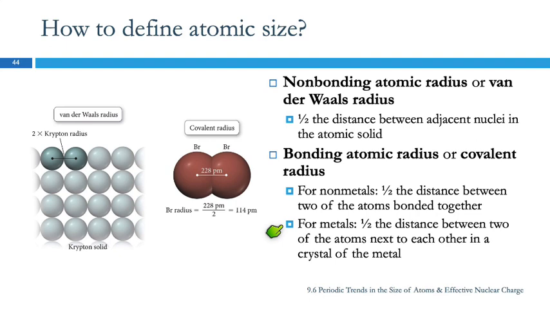We can also look at a bonding atomic radius, also known as a covalent radius. So for nonmetals, this is going to be half the distance between the radii of two atoms that are covalently bonded together. And this is going to be smaller than the non-bonding radius because when atoms bond together, they kind of squish into each other. For metals, it would be half the distance between two of the atoms next to each other in a crystal of the metal, which is going to be really similar to the non-bonding atomic radius.